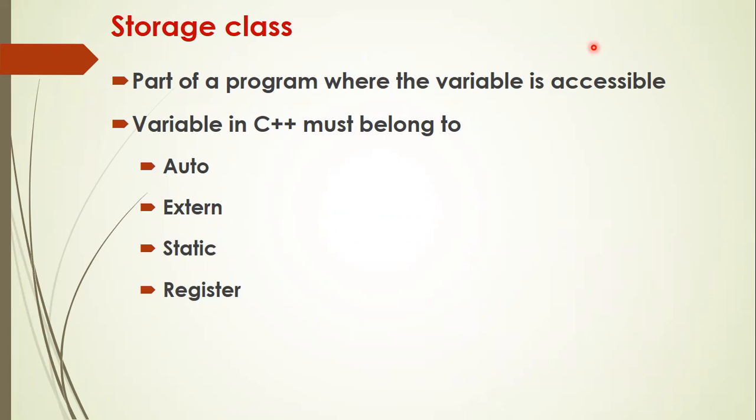Any variable we declare in C++ must belong to one of the four storage classes. The different storage classes available in C++ are auto, external, static, and register. So the variables you are using in your program must belong to one of these storage classes. At the time of declaration only, you should specify the corresponding storage class of that particular variable.